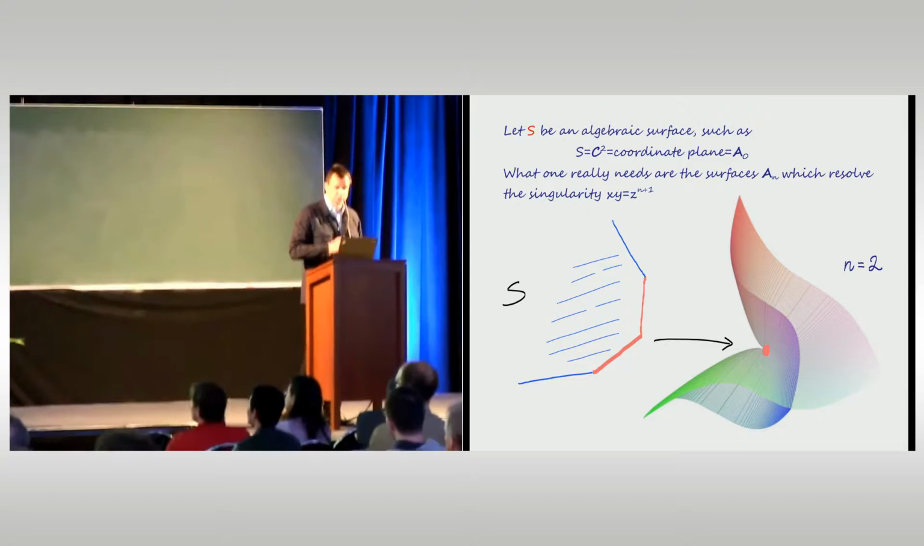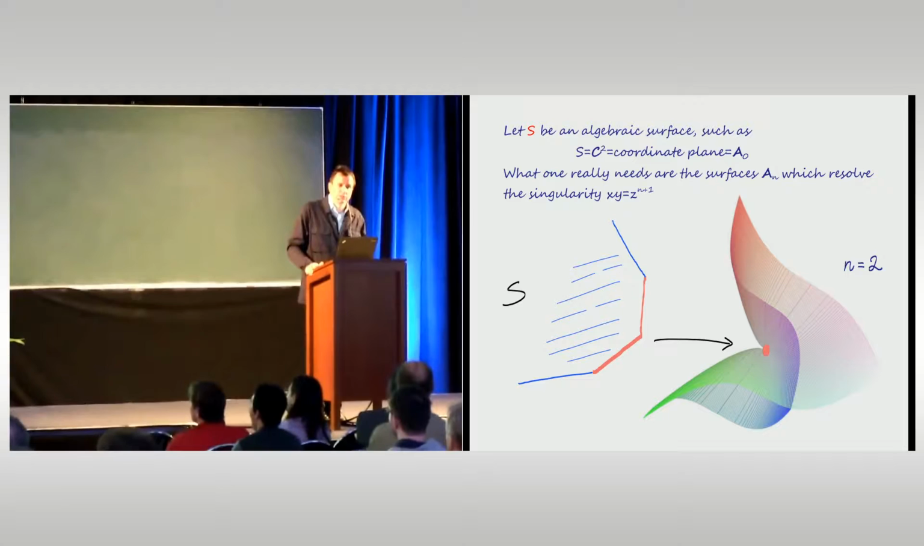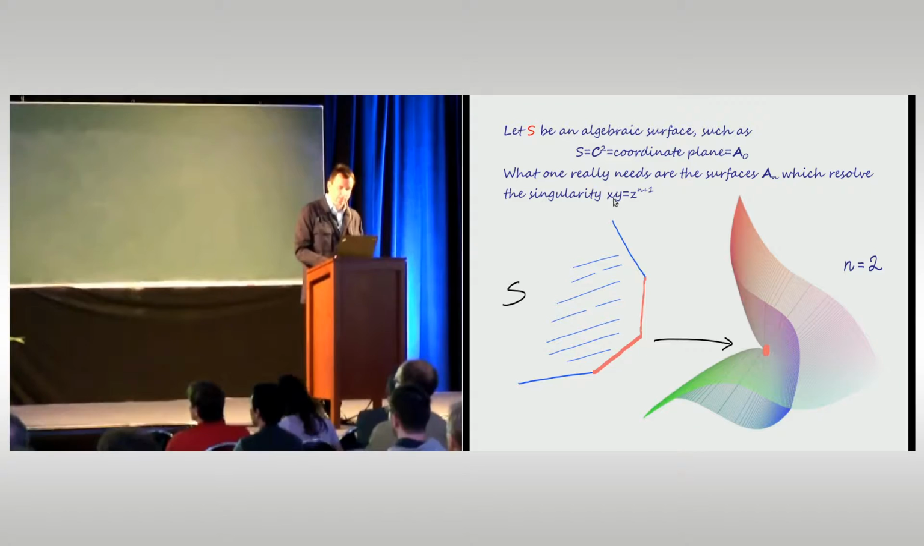and if you'd like, you can think about the general algebraic surface. If you don't want to think about the general algebraic surface, you can just take the plane C^2. But the actual supply of surfaces one needs are the so-called A_n surfaces, the resolution of the singularity defined by this equation, xy = z^(n+1). The real locus of this singular surface is plotted here for n = 2.